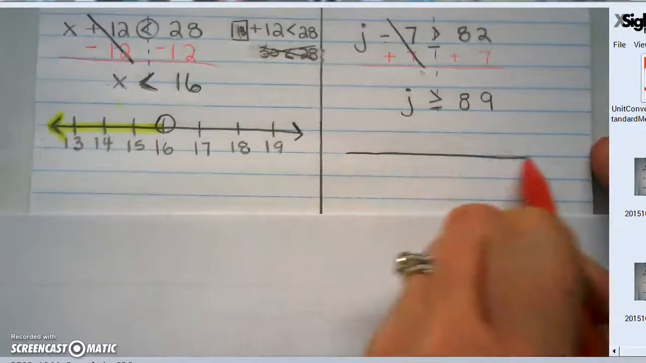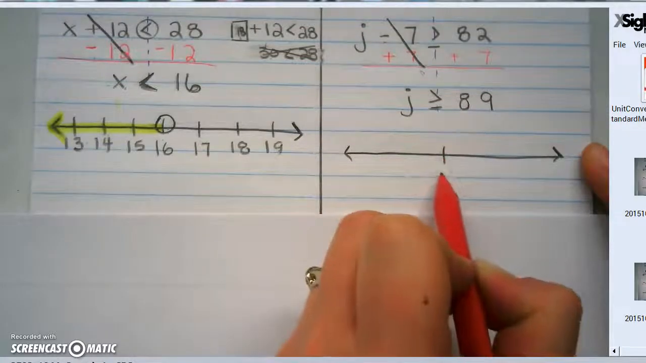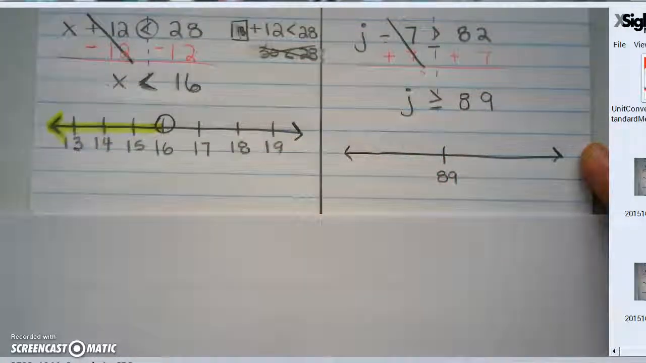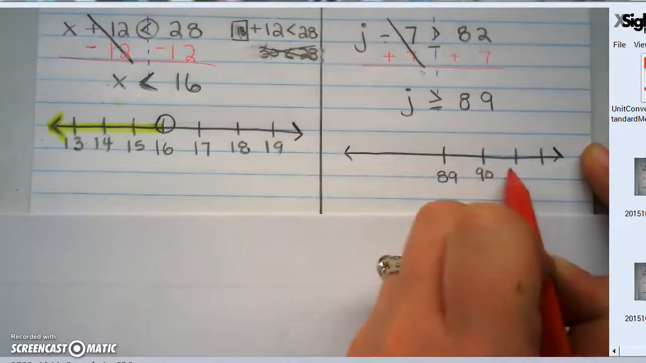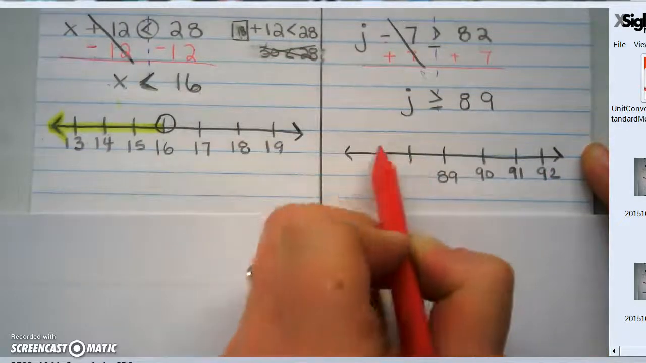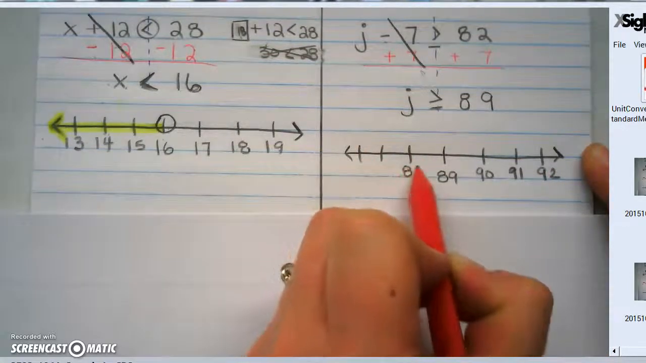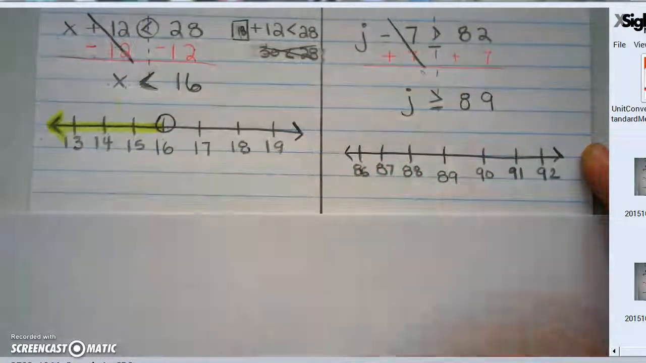So if you were going to show that solution on a number line, it would look like this. We'll put 89 in the middle. We'll go up 3 numbers to 90, 91, and 92. We'll go down 3 numbers to 88, 87, and 86.